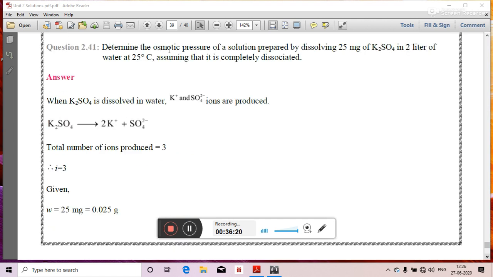Question number 41. Determine the osmotic pressure of a solution prepared by dissolving 25 milligram of potassium sulfate, K2SO4, in 2 liters of water at 25 degrees Celsius, assuming that it is completely dissociated. When K2SO4 is dissolved in water, K plus and SO4 2 minus ions are produced. So K2SO4 gives 2K plus and SO4 2 minus. Therefore total number of ions produced is 2 times K plus and 1 time SO4 2 minus, that is equal to 3. Therefore i equal to 3.